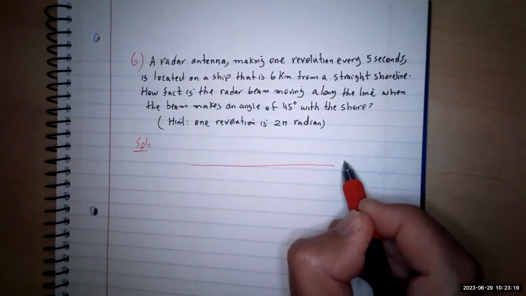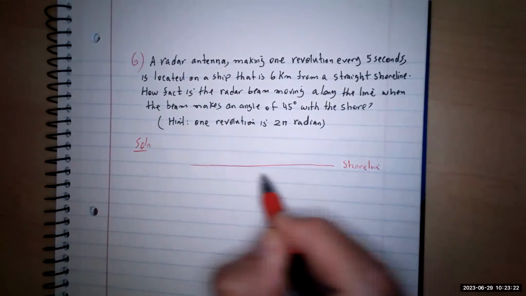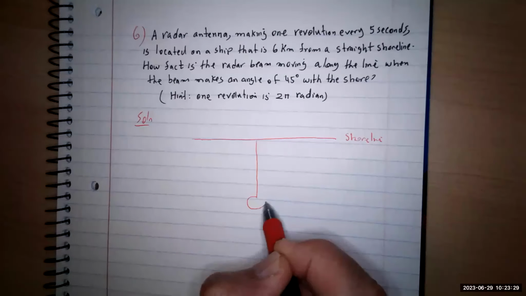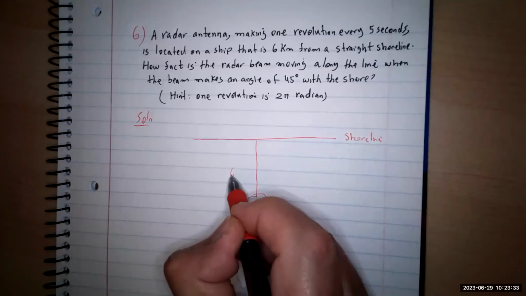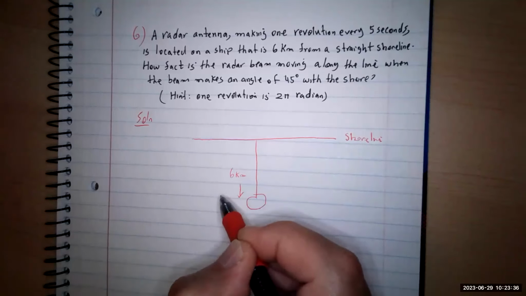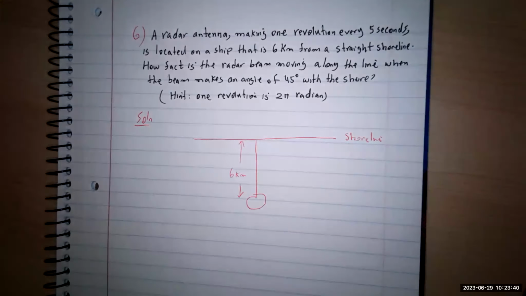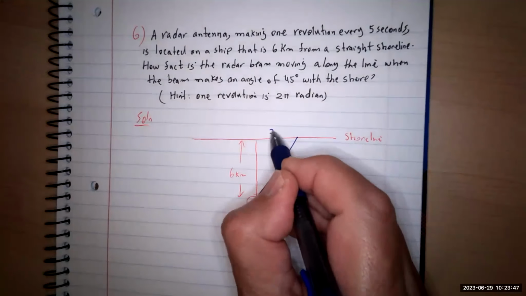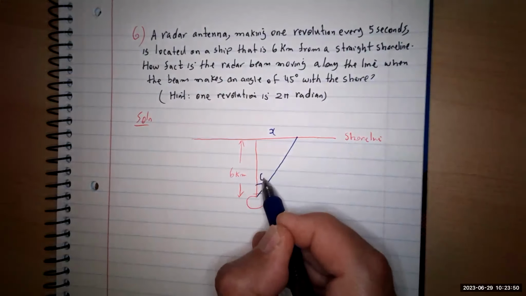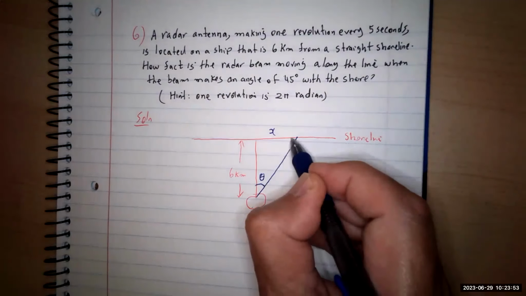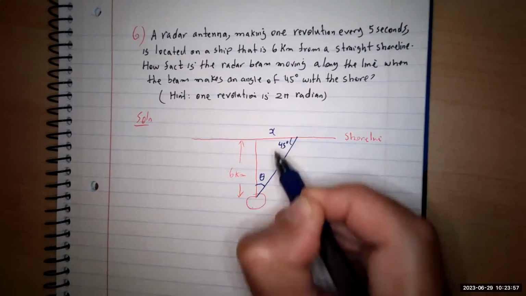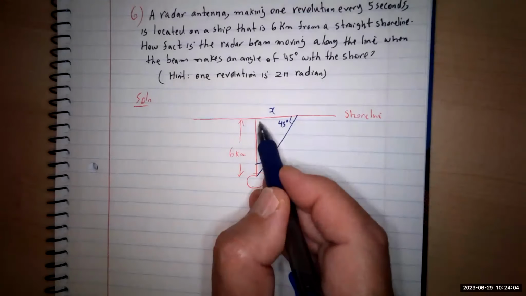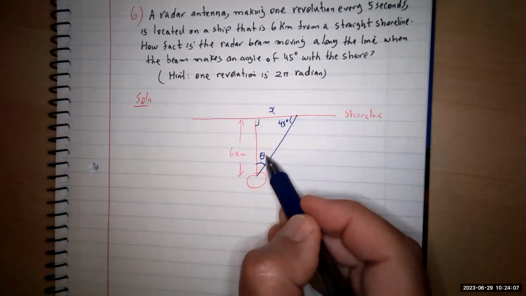So this is going to be the shoreline, and this is where the antenna is going to be. This distance is 6 kilometers. The beam of the radar to the shore is this one, so this distance is X, which is moving around. This angle is theta. The beam angle with the shoreline is 45, this is 90, so you find theta would be 45 again in this case.